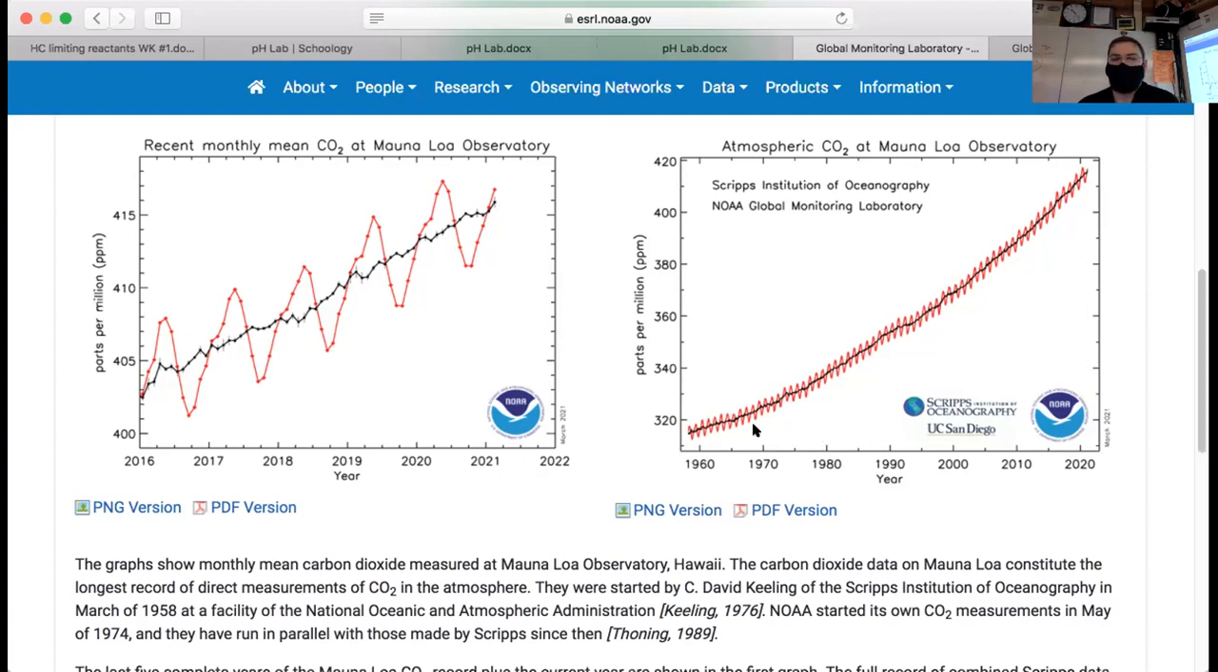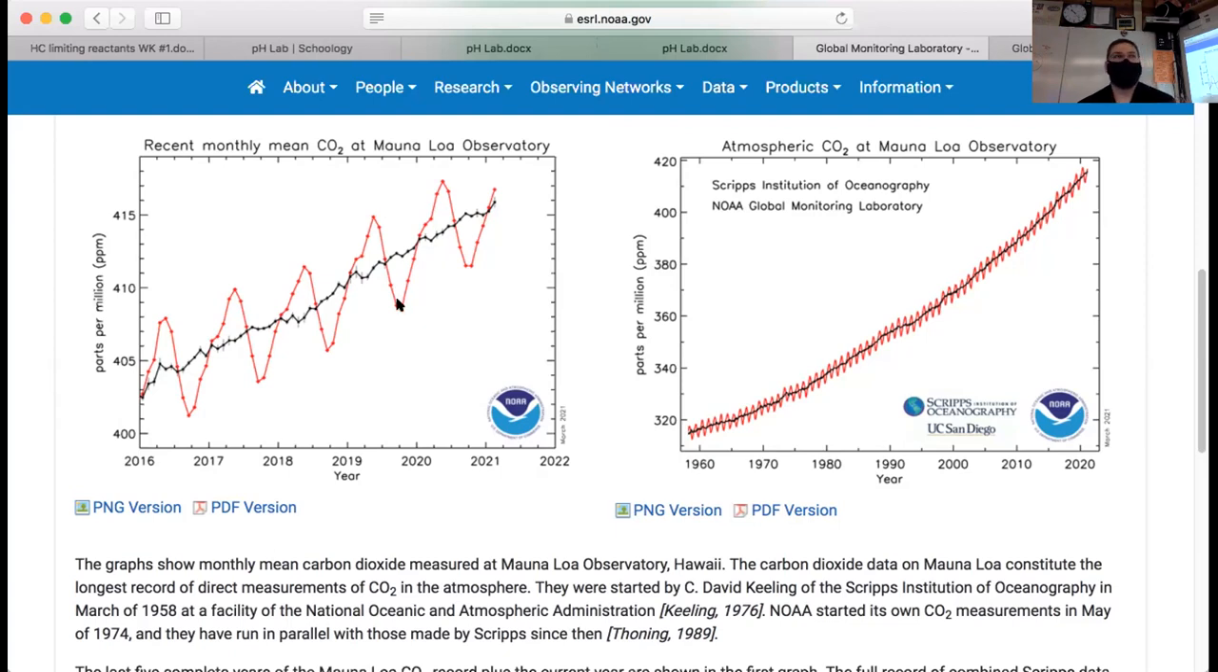The reason why this looks zigzaggy, up and down, and this is from 2016 until now, is because it represents summer and winter. There's more land in the northern hemisphere and less land in the southern hemisphere. So in the summer, like we're coming into the summer now, as plants are growing and putting leaves up, they're consuming carbon dioxide from the atmosphere and putting oxygen in the atmosphere. So that causes the drop.